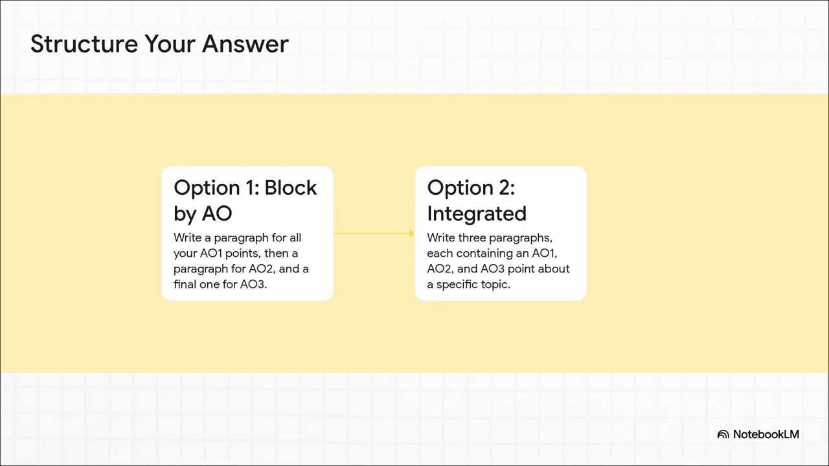So when you actually start writing, you've basically got 2 ways to attack it. The first way is what I call the block method. You write 1 paragraph with all your AO1 knowledge points, then a second paragraph with all your AO2 application points, and a final one for your AO3 evaluation. The other way is the integrated method. Here, you write 3 paragraphs, but each paragraph has a little bit of AO1, AO2, and AO3 in it. Honestly, neither one is better. It's totally up to you. Just pick the one that makes the most sense in your head.